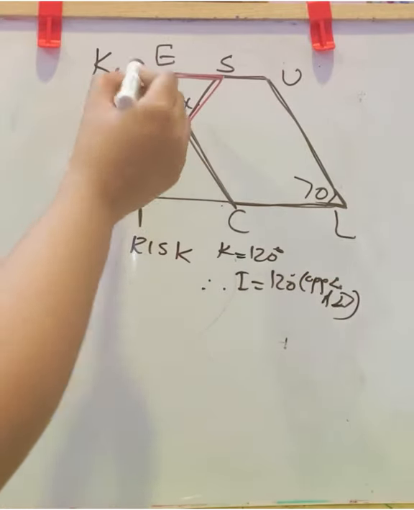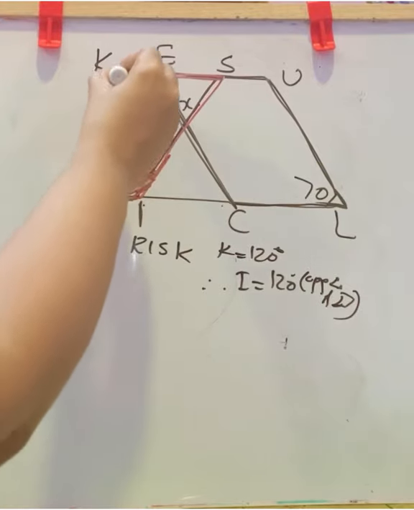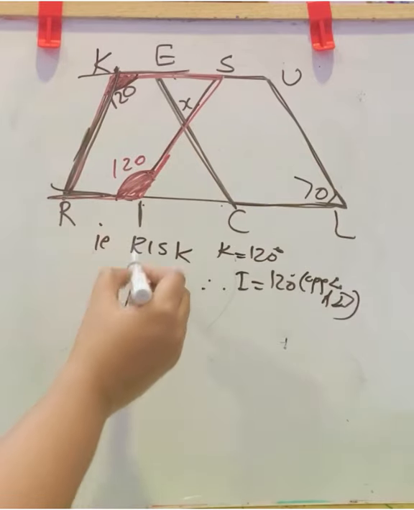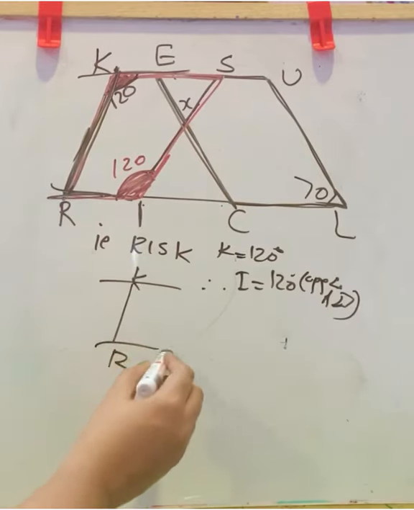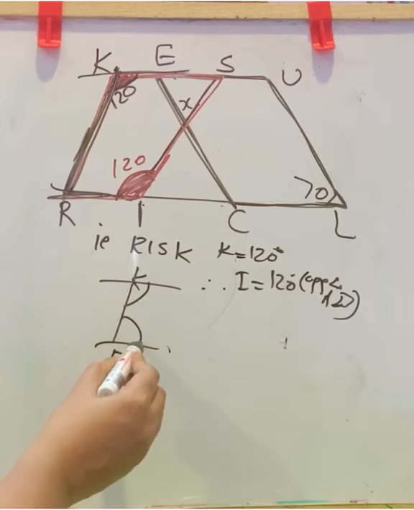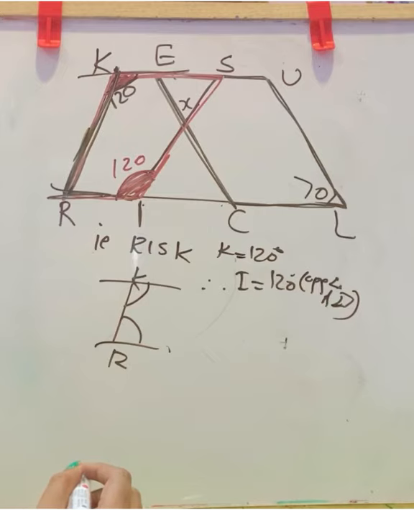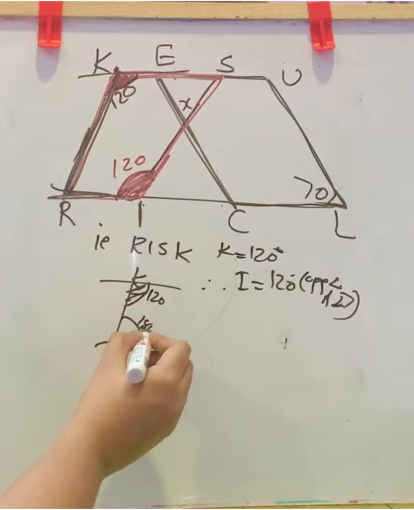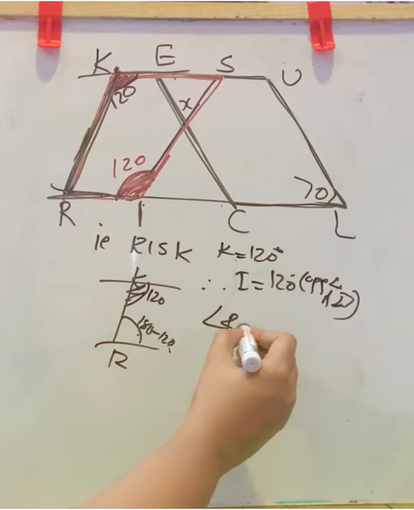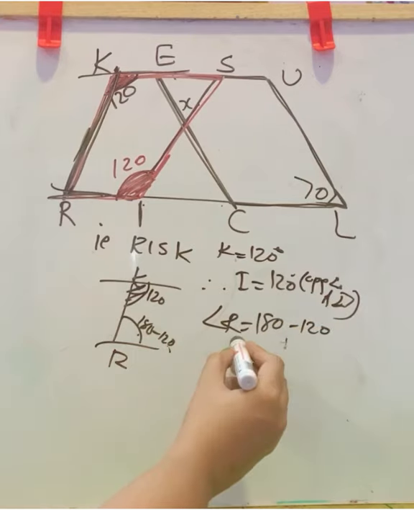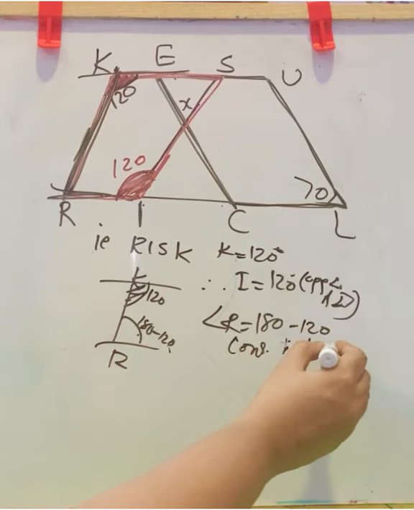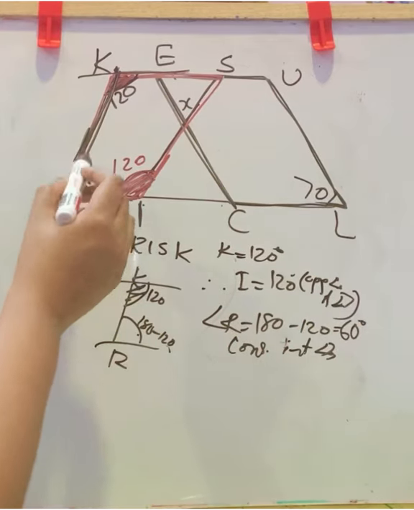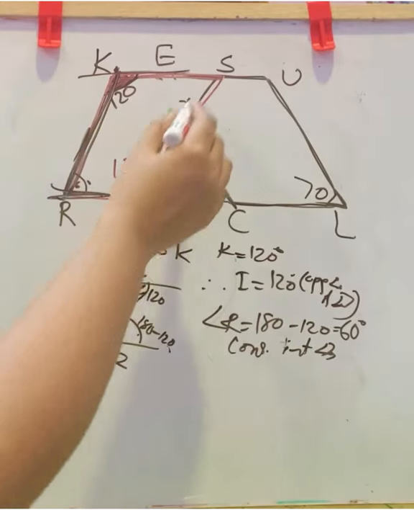Now, if this is 120, considering this KR and this parallel line, this is K and this is R. These are parallel lines because it is a parallelogram. Here these two angles are consecutive interior angles and their sum is 180. So this we know is 120. So angle R equal to 180 minus 120. The reason is consecutive interior angles. Now 180 minus 120 is 60 degrees. This we got as 60. Now we are talking about RISK.